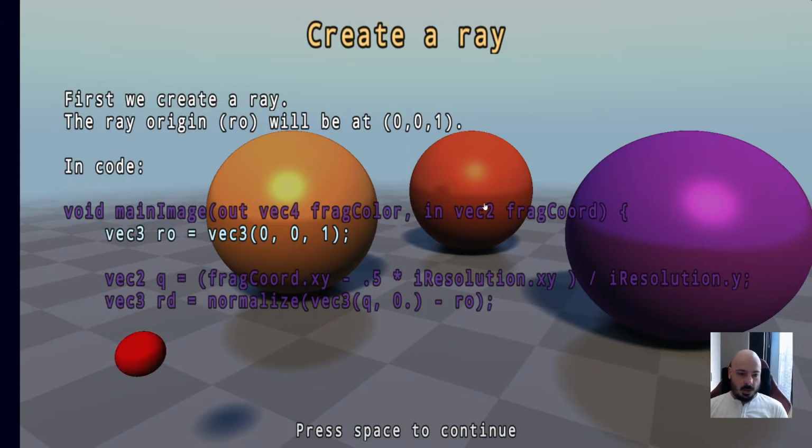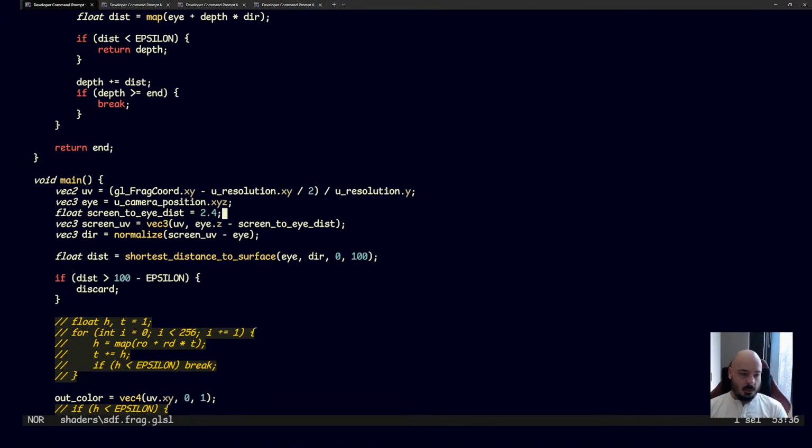Sure, why not? I guess let's just walk through this. Why not? Let's have a look. So we don't have to do anything except modify our shader.